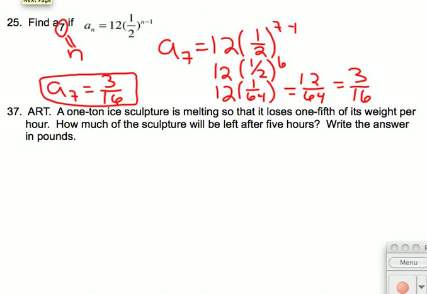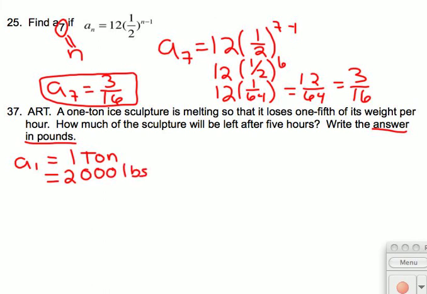Story problems. You've got to read them a couple times and decipher them. In this one, a 1-ton sculpture is melting so that it loses 1/5 of its weight per hour. How much of the sculpture will be left after 5 hours? And write the answer in pounds. So right there, they're telling us we have to make a switch. My a sub 1 is equal to 1 ton, which is really 2,000 pounds. Now, it's losing 1/5 of its weight, but the problem asks how much will be left. So my r is 4/5. That's what remains.